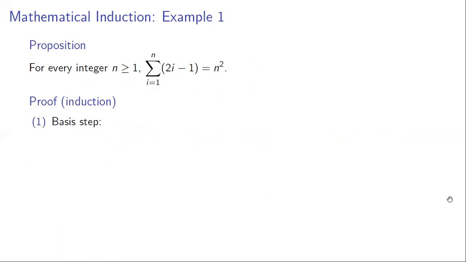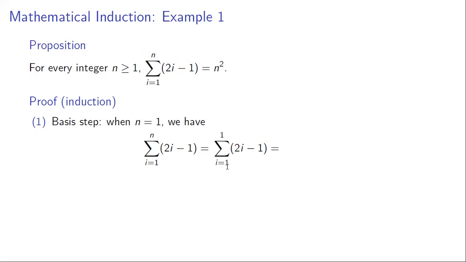Now, what should we look at in the basis step? Well, what we look at is the lowest possible value of n. So here, we're talking about n being greater than or equal to 1, so the lowest possible value of n is 1. So we're going to look at what happens when n is equal to 1. When n is equal to 1, what does the sum become? We have the sum from i equals 1 through n of 2i minus 1. Well, n is equal to 1, so we have the sum from i equals 1 through 1 of 2i minus 1. That is just 2 times 1 minus 1, which is equal to 1.